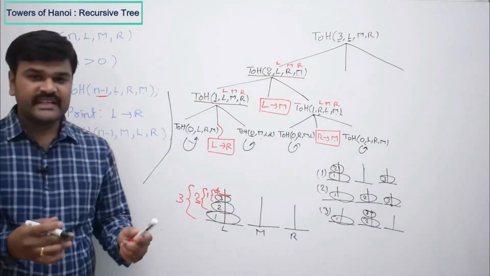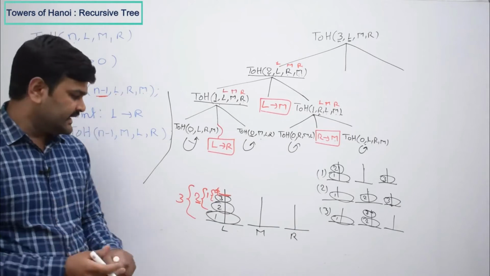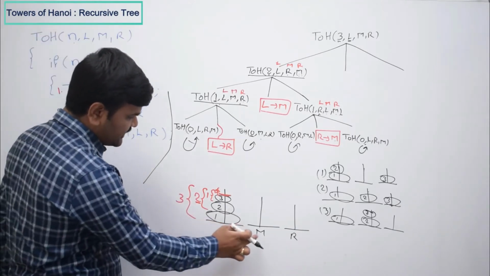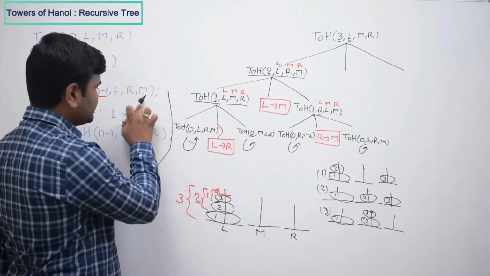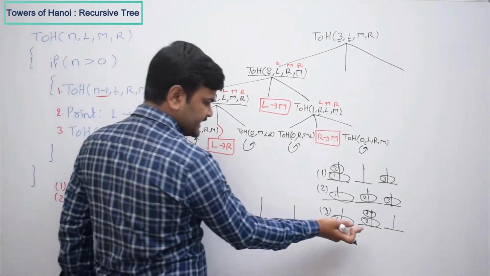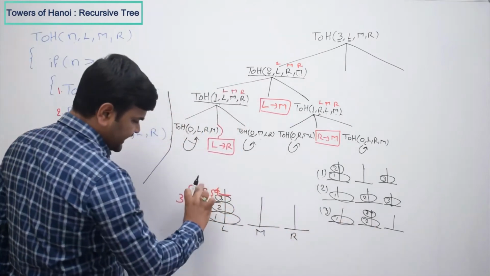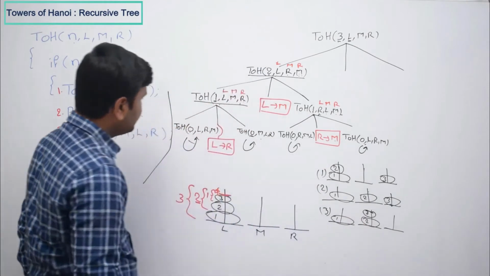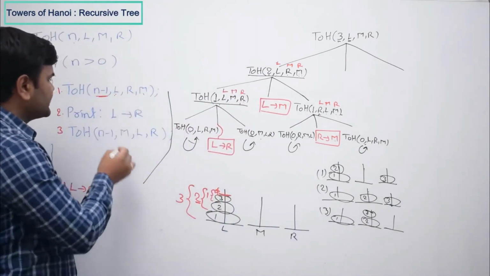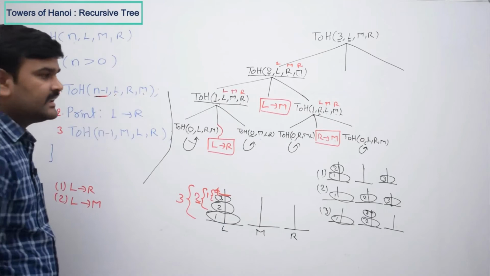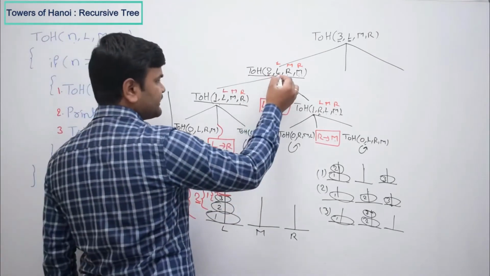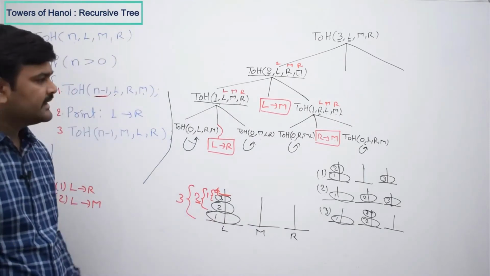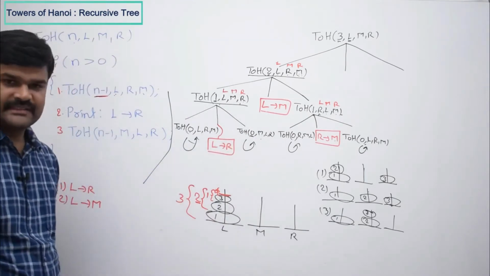Meaningfully also, if you observe, n minus 1 disks you have to shift from L to M. If the first statement is completed, you can see the result also. This n minus 1 disks, that is 2 disks, you shifted to M. So that is L to M, you have to shift these n minus 1 disks. That is, 2 disks you have to shift from L to M. Okay, so the remaining you please complete.